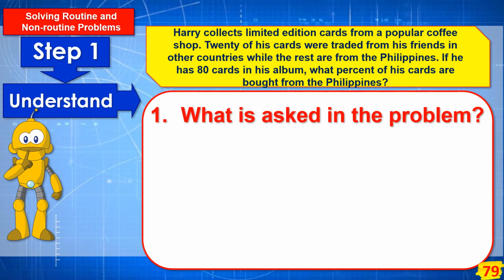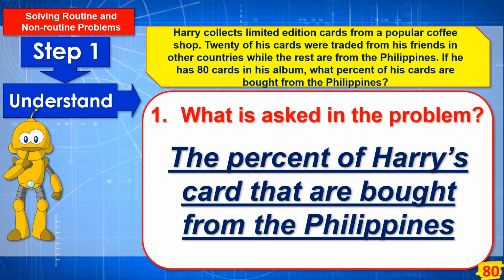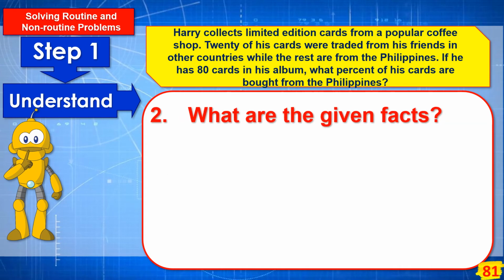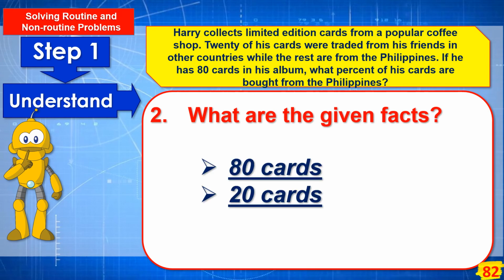Step 1. Understand what is asked in the problem. If your answer is the percent of Harry's cards that are bought from the Philippines, you are right. Next question will be, what are the given facts? Harry has a total of 80 cards. 20 cards are from other countries.